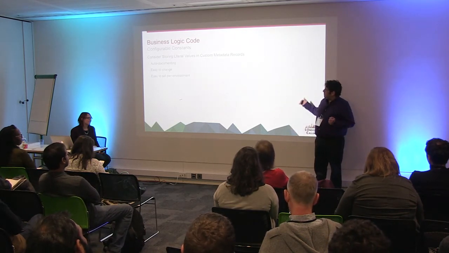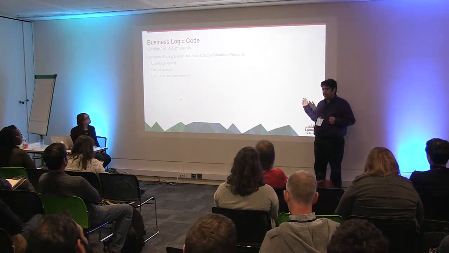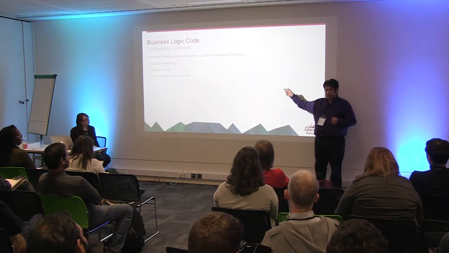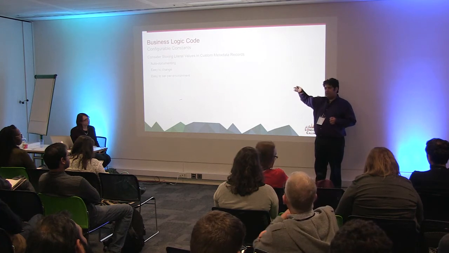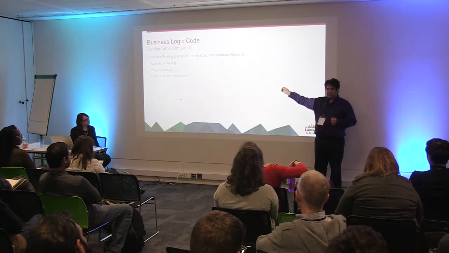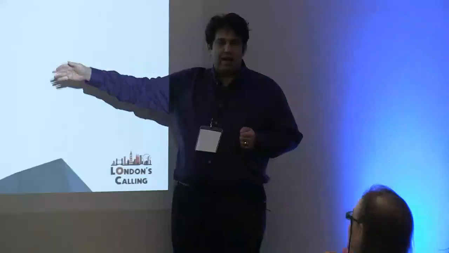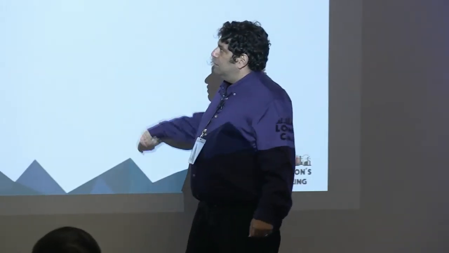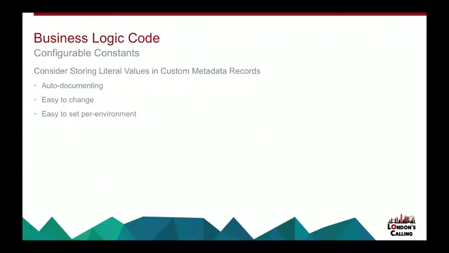Kind of a step up from that is to create a constant somewhere in your code where you have a constant maximum discount equals 0.25, and then in other places in your code, you refer to it as max discount. That has one advantage, which is that it's more auto-documenting. Someone reading the code can easily see what exactly it's doing there rather than seeing 0.25 and having no idea what the 0.25 is in reference to.